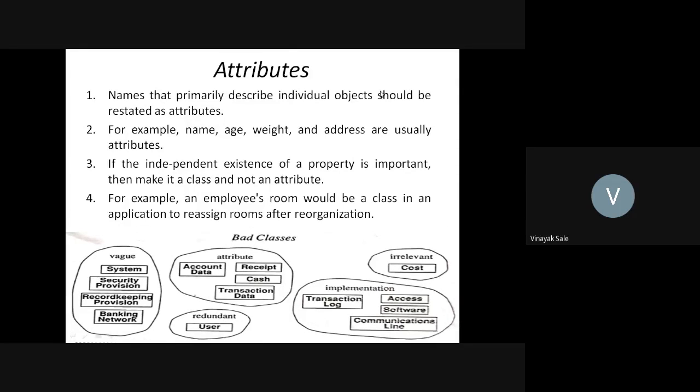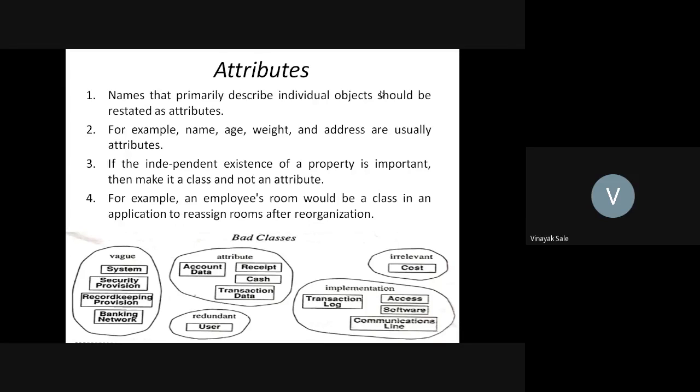Then attributes. Attributes may be the account data, record, then transaction data, receipt, and the cash. Names that primarily describe individual properties of objects should be restated as attributes. For example, name, age, weight, address are usually the attributes of a person.